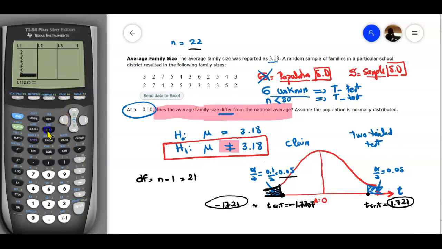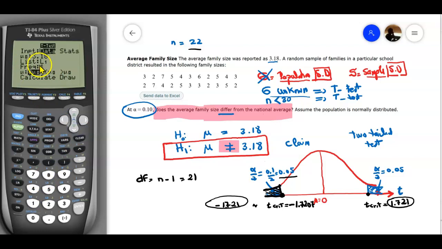So I'm going to go to stat. I'm going to go to test. I'm going to go to number 2, which is t-test, enter. So now I have the data, so I'm going to put what is mu0. All right, so mu0 is 3.18. I'm comparing with 3.18. So 3.18 here. I'm going to put it into list 1.